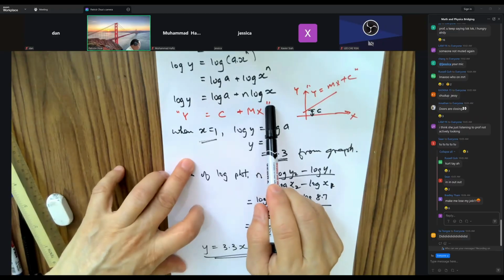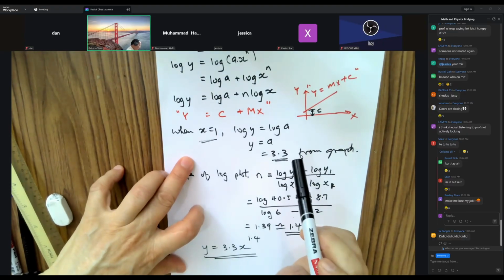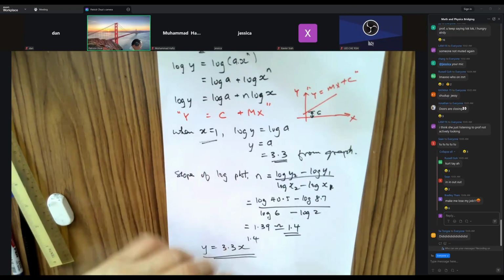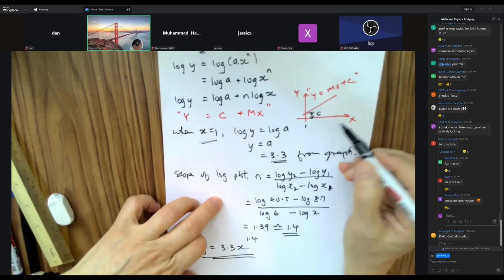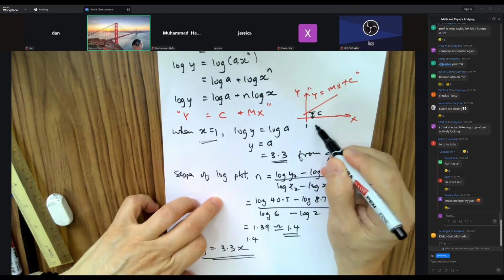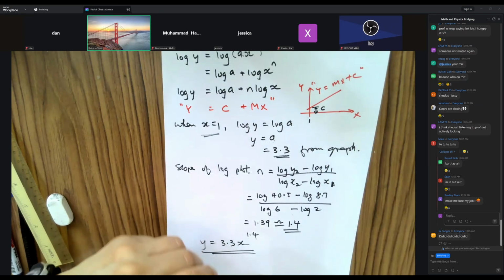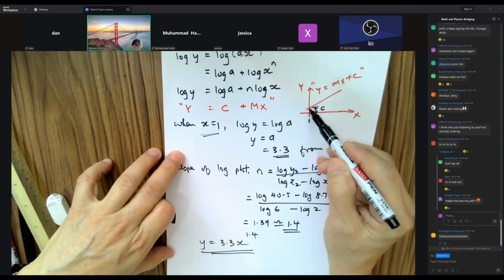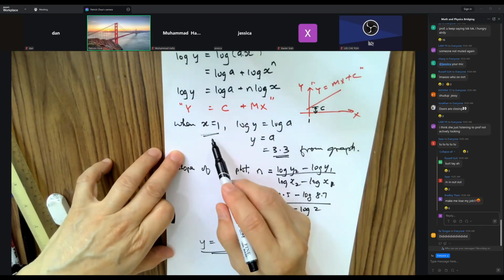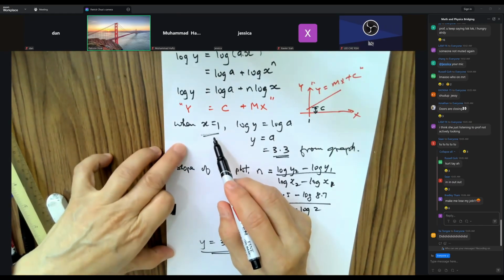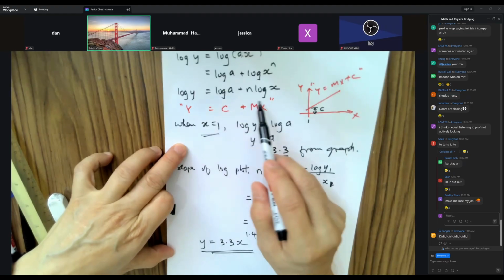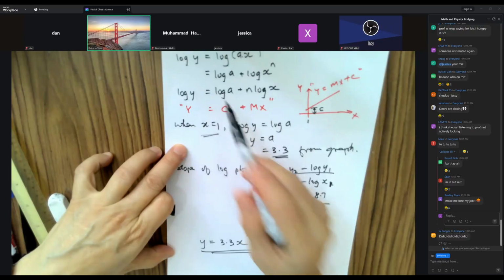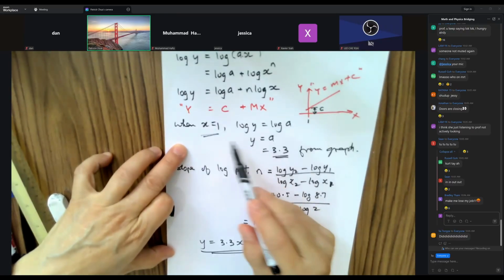From here, I can easily get the value of y first. When x is equal to 1, here your x is equal to 1. Remember, on your log graph paper, you go to 2, 3, 4, then to 10. When x equals 1, that's where it cuts your y-axis. Log 1 is 0, so this whole term disappears. So log y equals log a when x equals 1.